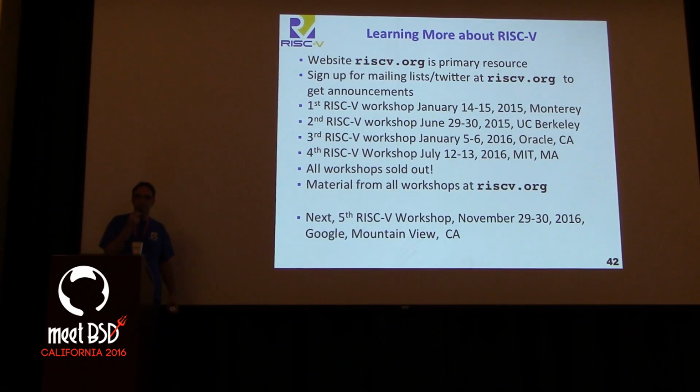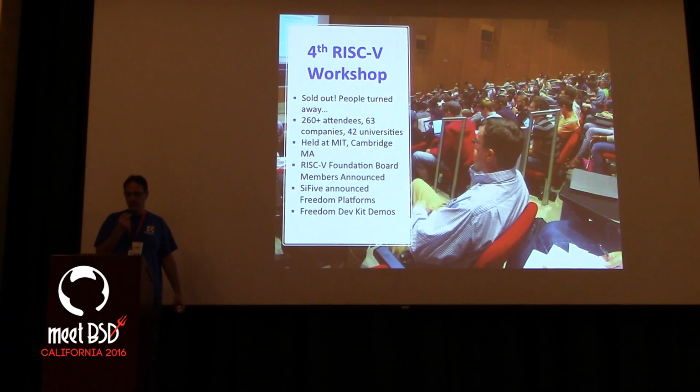So if you want to learn more, the primary resource is the RISC-V.org website for the foundation. All the proceedings from the first 4 workshops are up and available, the slides and videos. The next workshop is going to be right after Thanksgiving at Google in Mountain View, so please go sign up. I'll warn you that every other workshop is sold out, and we have to turn people away. Google's pretty big, but it's not infinite size, so go sign up. This is the last workshop at MIT: over 260 attendees, 63 companies, 42 universities.